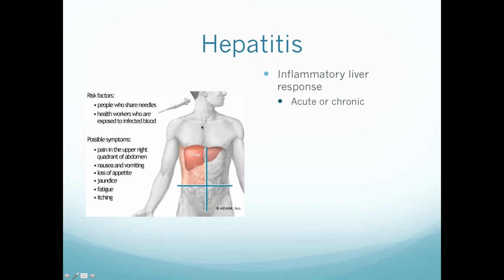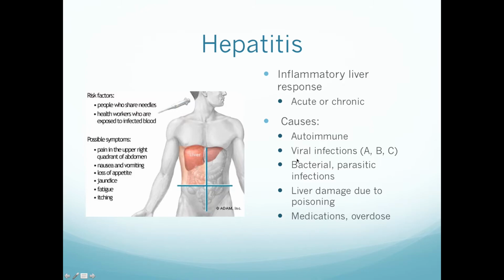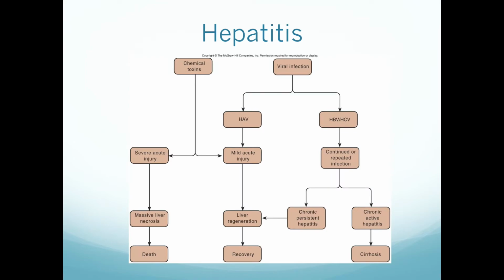So there's a bunch of different types of hepatitis. My computer's not working right now. So these different cases can be autoimmune in nature. They can result from these various viruses. They can be due to other bacterial parasitic infections, and hepatitis can also be a result of poisoning, of overdosing, of medications, and of drugs of abuse.